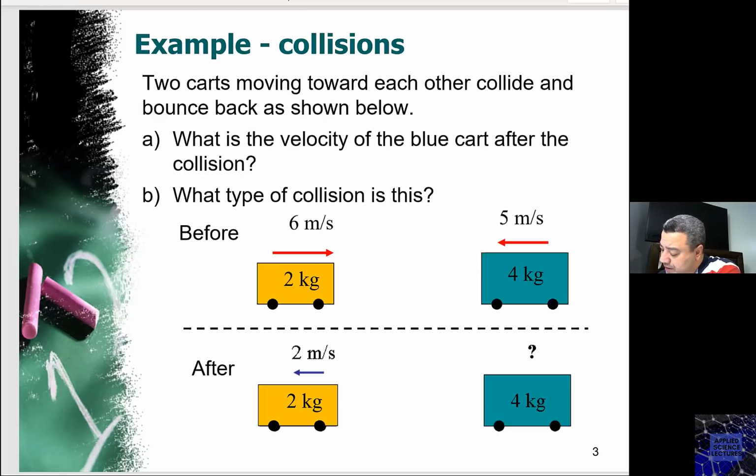Here we have the first cart weighing 2 kilograms, coming with 6 meters per second velocity. The other one is 4 kilograms, coming with 5 meters per second velocity. They will collide, and then this cart will bounce back with 2 meters per second. We need to know what's going to happen to this cart. So let's start sketching our problem.